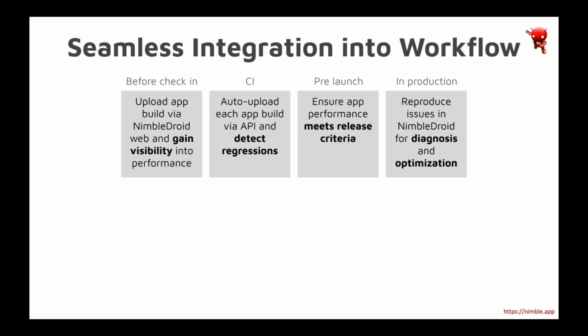Also, some of our customers use it as a release criteria. So they set up an actual budget of what performance numbers are acceptable for certain typical UI interactions, and then they can check against those numbers. And then finally, in production, when you're talking about a customer reported issue, you can actually rerun it through Nimble and get some results to look at.